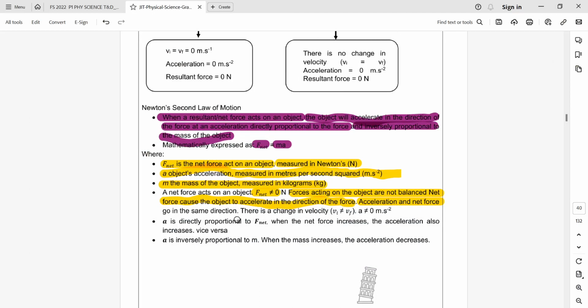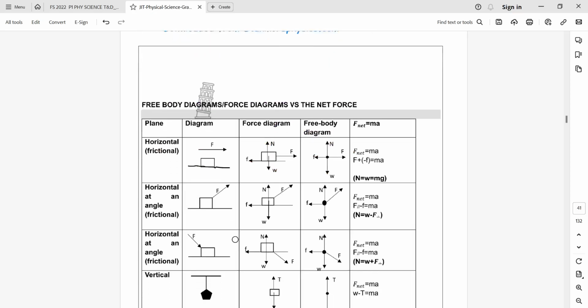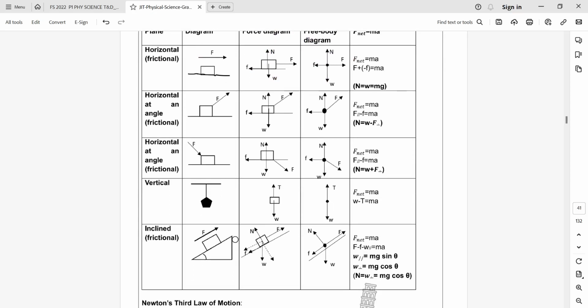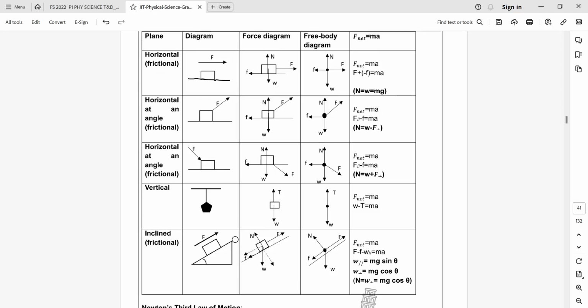And then going further, they say acceleration is inversely proportional to the mass. When its mass increases, the acceleration decreases. Okay, now here we have the diagrams that I was trying to demonstrate back then, and we'll look at them one by one if possible. Now here we're talking about the horizontal plane, and the horizontal plane is frictional.